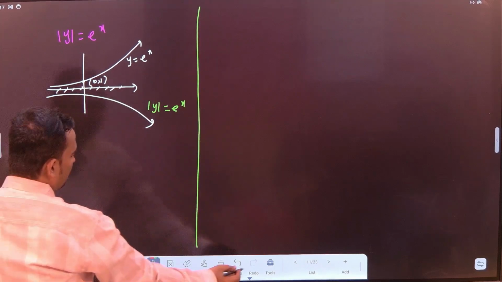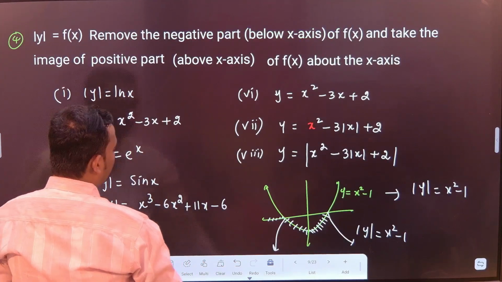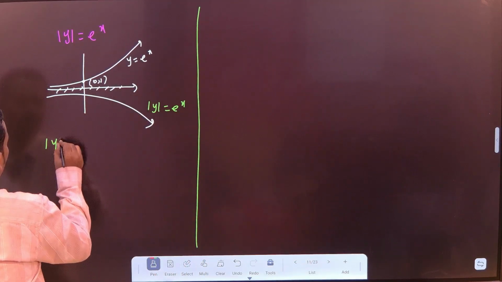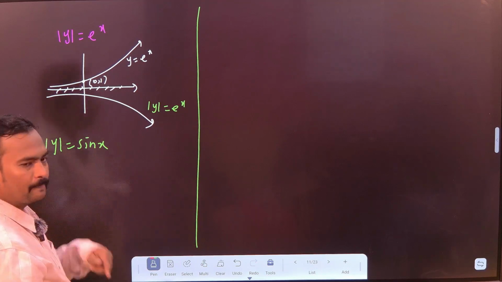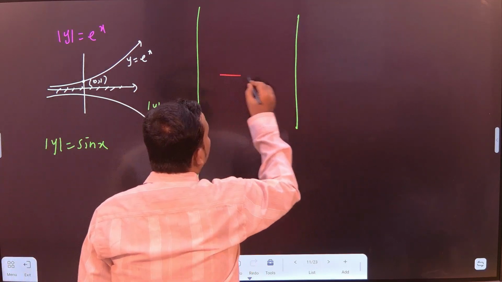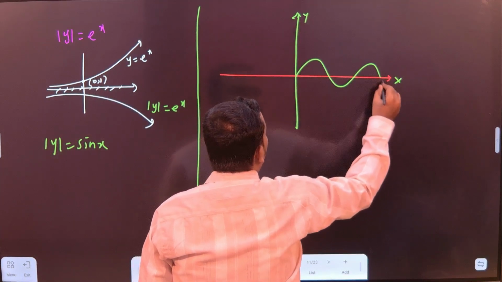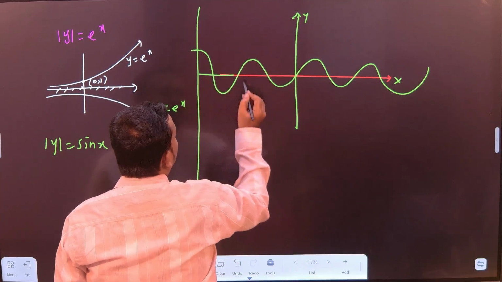Okay. Next we will draw the next graph. What is that? Mod y is equal to sin x graph. So mod y is equal to sin x. Okay. How to draw this graph? You can see the sin x graph, this x axis, this y axis. The sin x graph is like this, right? This is the sin x graph.